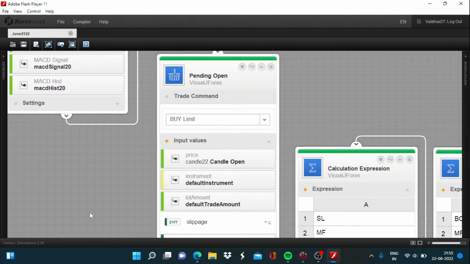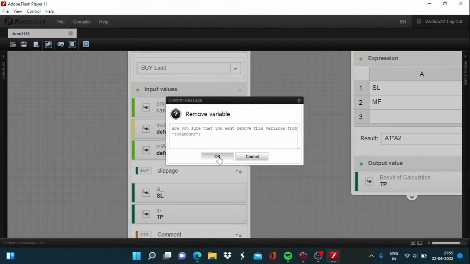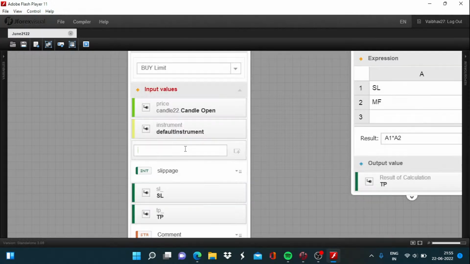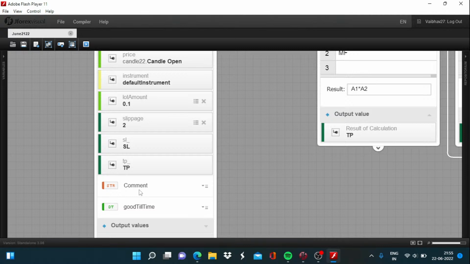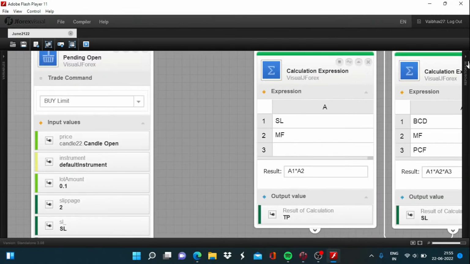Now we have to define the trade amount, which I will change to 0.1 million. Slippage 2 pips is good enough. Default instrument remains as it is. And coming to the order validity, I think order validity of 1 hour or say for that matter 2 hours should be good enough. So we have to create a new variable for the order validity.